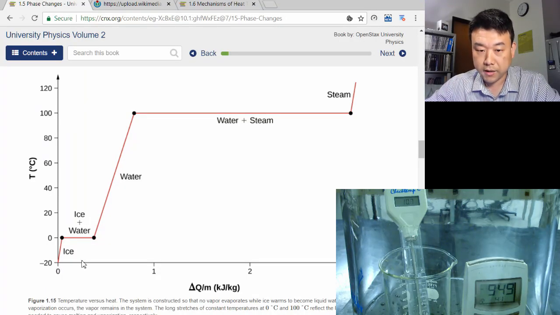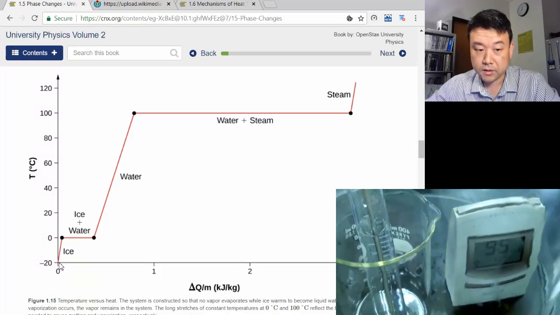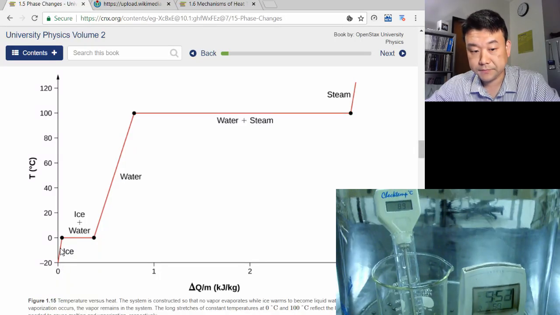On the horizontal axis, we are plotting the amount of heat added per mass. We can imagine we have 1 kilogram of ice to start out with. So this would be 1 kilojoule, 2 kilojoules, and so on. As you initially add heat, the temperature of the ice increases. And this flat part is where ice is melting into water.